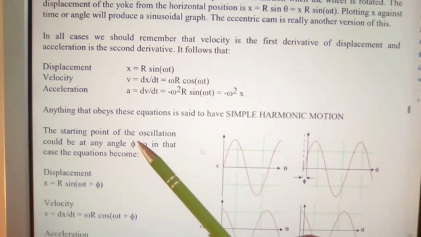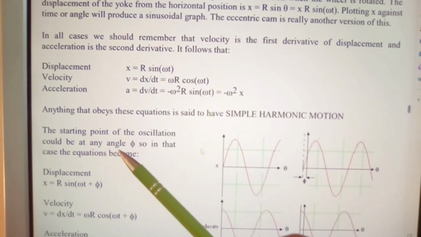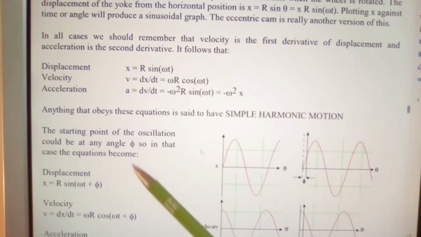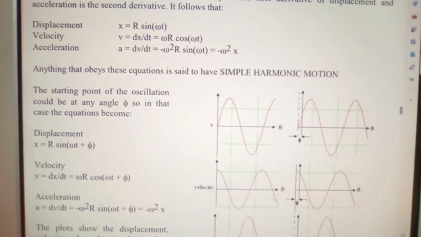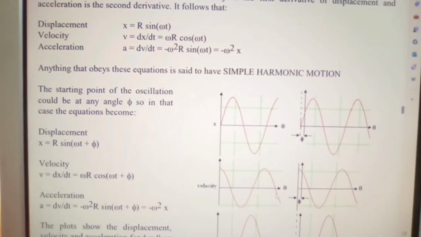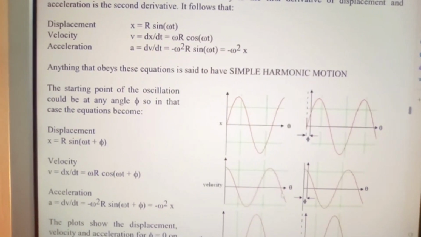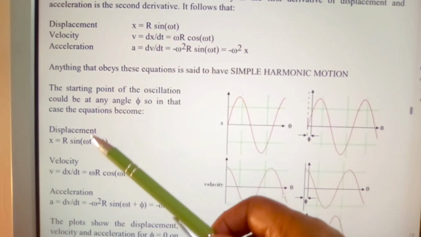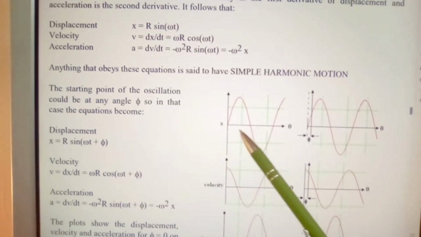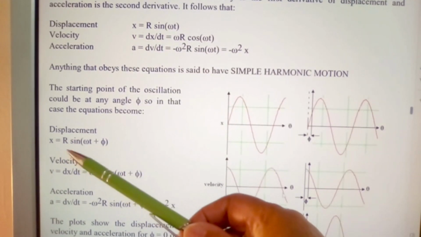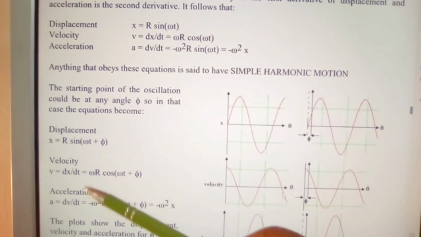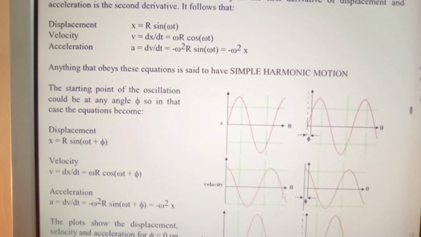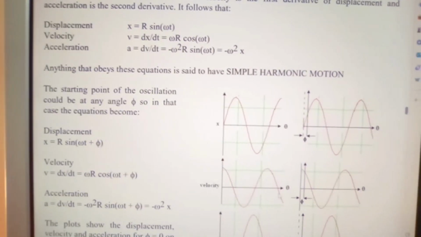The starting point of the oscillation could be at any angle. So in that case, the equation becomes displacement x equals r sine, etc. Velocity formula applied, okay? Acceleration, and you have your relevant formula for each.